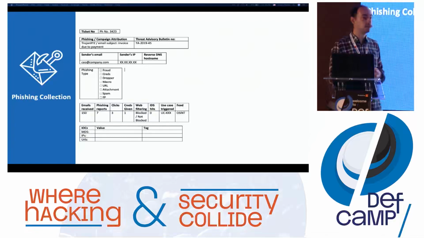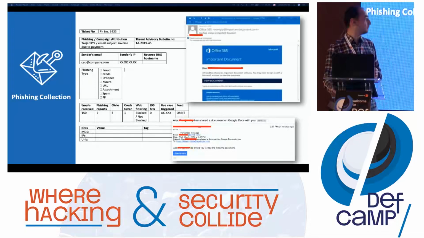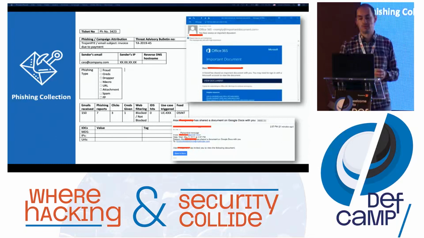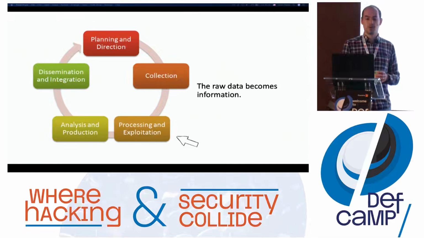Again, start small. Start with an Excel. Go to a collaborative platform. Put it there in order to collect this data. Yeah, some samples of phishing emails that can be used to drag and drop information in your templates. So we are in the second phase. Yeah, we started to collect data.